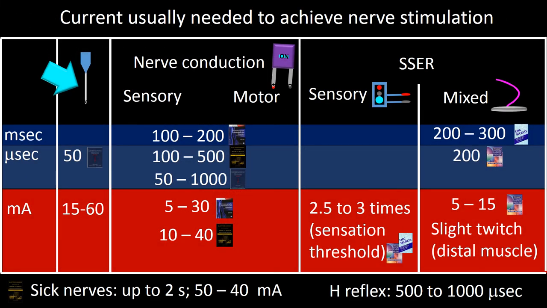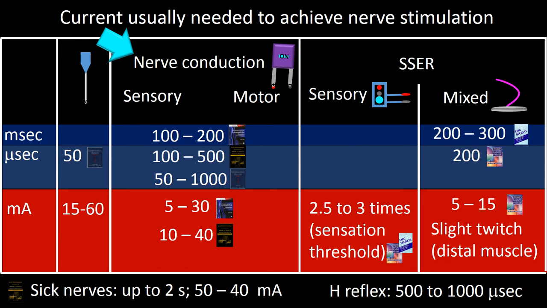When using needle, the duration of a stimulus should be about 50 microseconds. In a lab for brachial plexus surgery, we use a starting current of about 15 milliamps and increase up to 60 milliamps if necessary. At times, we also manipulate duration.